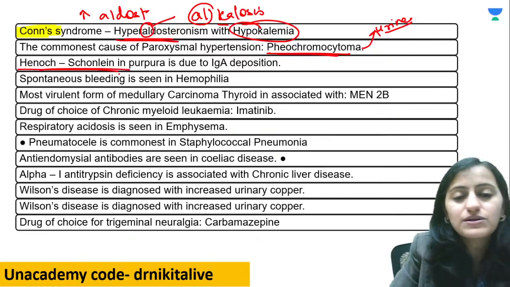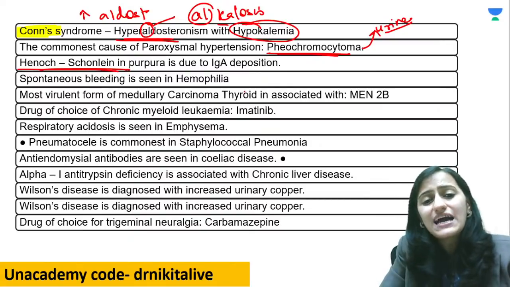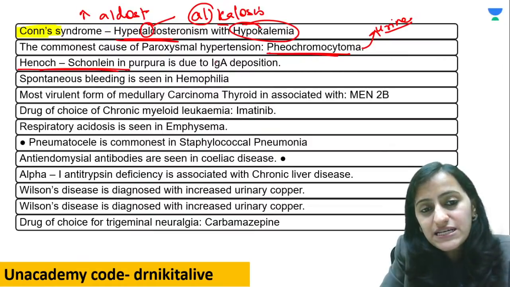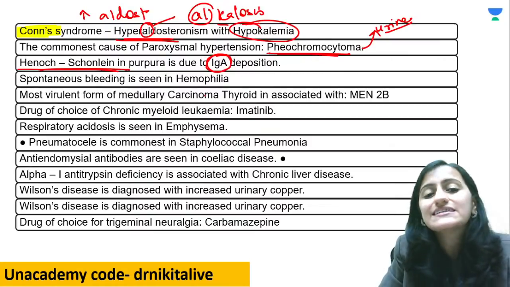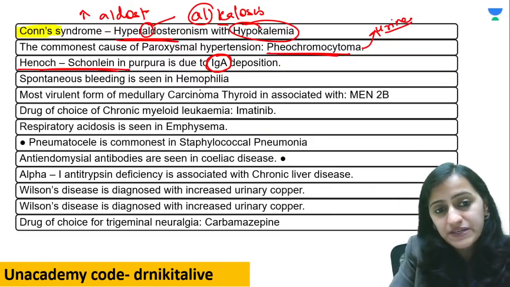Henoch-Schönlein purpura. You'll get a patient with purpura. It might be a child. GI bleeding will be there, joint pains will be there. All of that would be the history. And remember, Henoch-Schönlein is IgA deposition. Okay, it is IgA deposition.